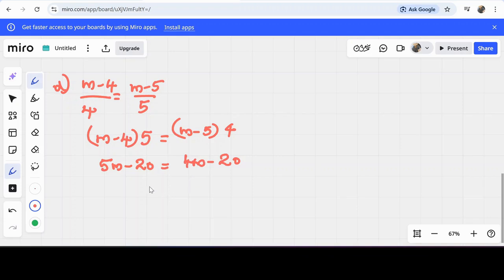Now we know that this 4m we can take to the left hand side, so it will become m. Then this minus 20 on the right hand side will go to the left hand side and it will become positive. So we can write it as m is equal to 0.